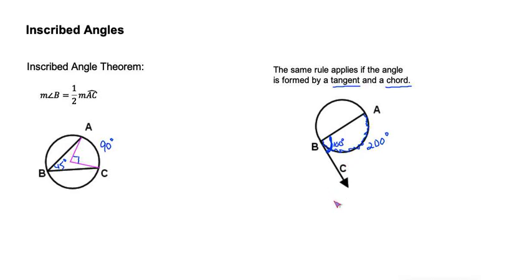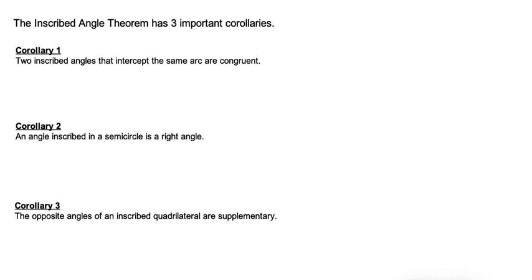Now, let's move on to some corollaries. This inscribed angle theorem has three important corollaries, and I'm going to illustrate each of those for you. The first corollary says two inscribed angles that intercept the same arc are congruent. Well, that makes sense to me. If they intercept the same arc and the inscribed angle's measure is half the measure of that arc, if they intercept the very same arc, they're going to have to be the same.